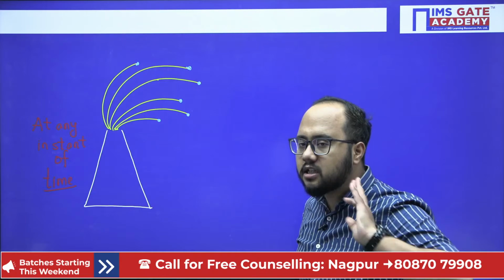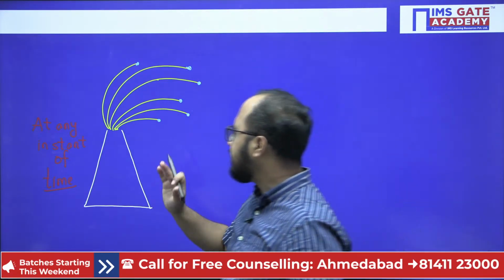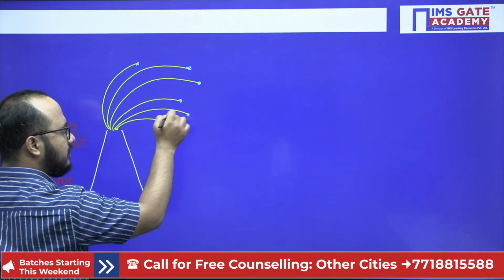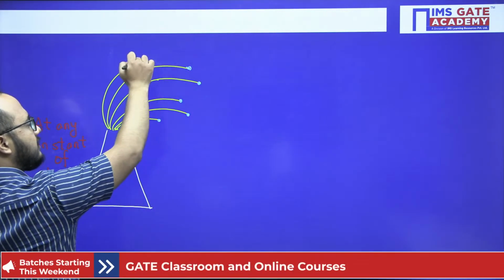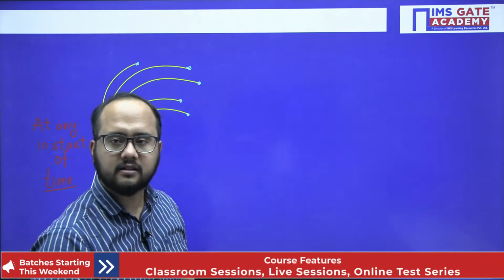So at any instant of time, I am observing those particles. Let's suppose at any time I have observed my fluid or exhaust particle reached this point, another particle reached this point, another particle reached this point. Similarly, these are different temporary locations of the exhaust particles.